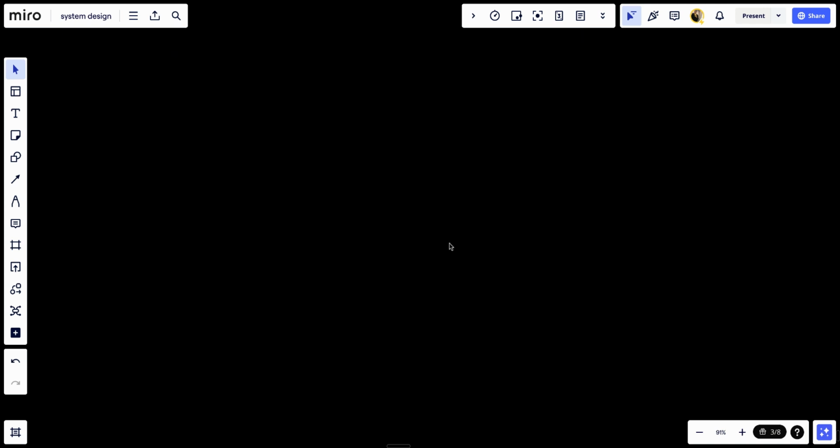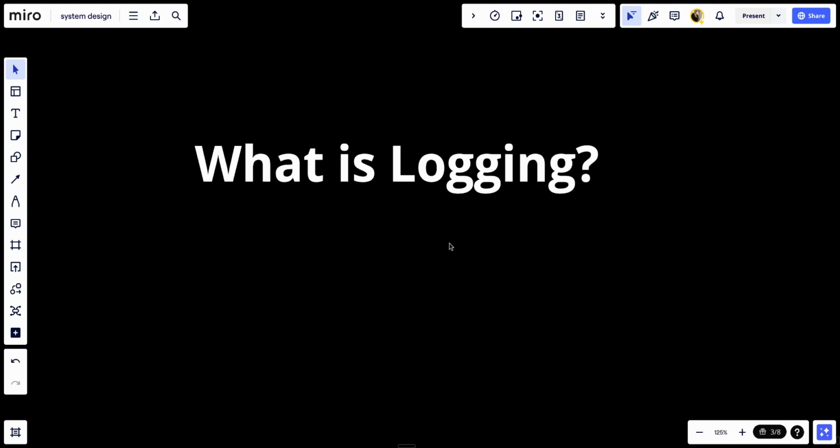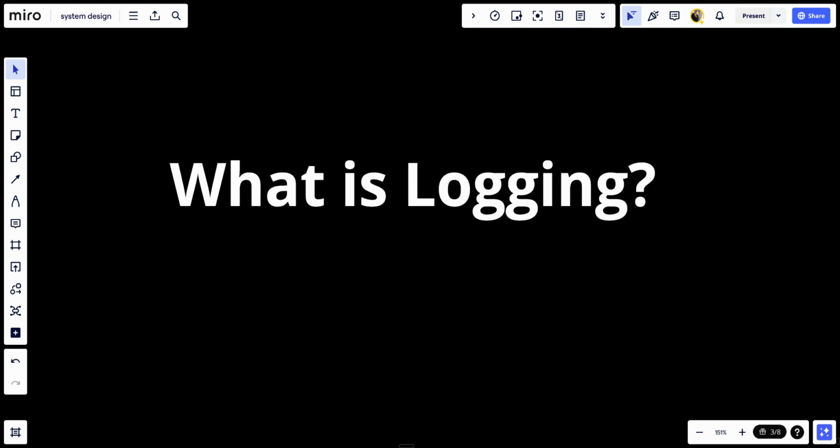So, first, we want to talk about what is logging. Logging is the process of recording data about the execution of a system, application, or software process to a file or centralized logging system. These records, known as logs, typically include details such as timestamps, error messages, system events, and operational data.